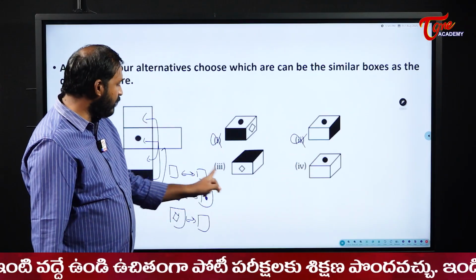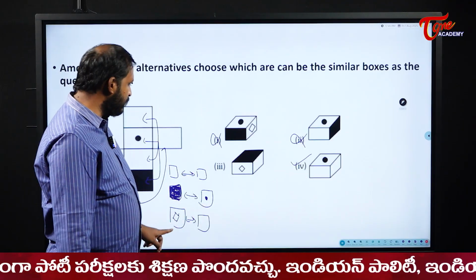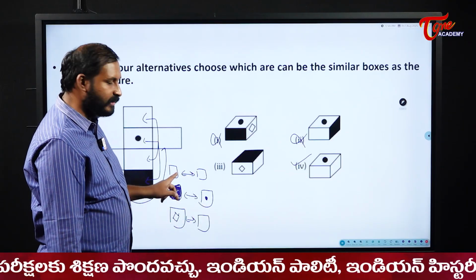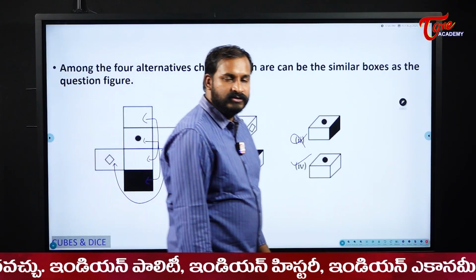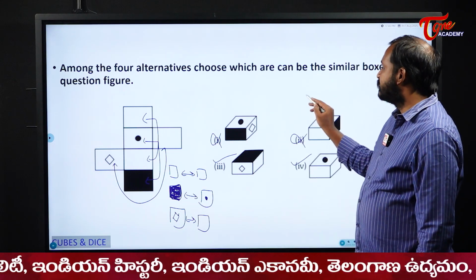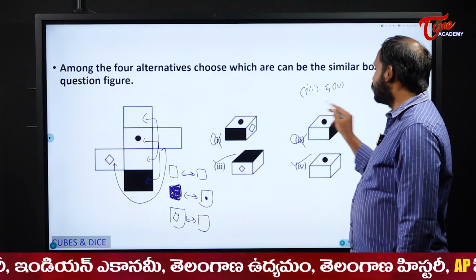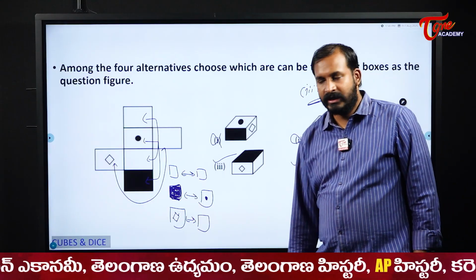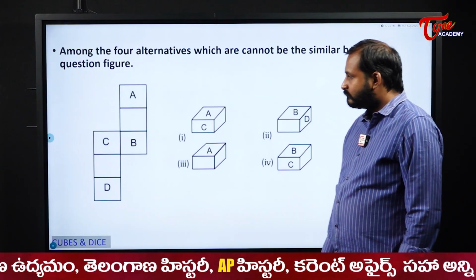Now next here, dot and 2 empty spaces. Yes, there is a chance. Next, shaded, diamond and empty. Yes, there is a chance for this one. So here for me, there are 2 chances. One is 3 and 4. For both 3 and 4, we have the chances. Okay, right? Next one.